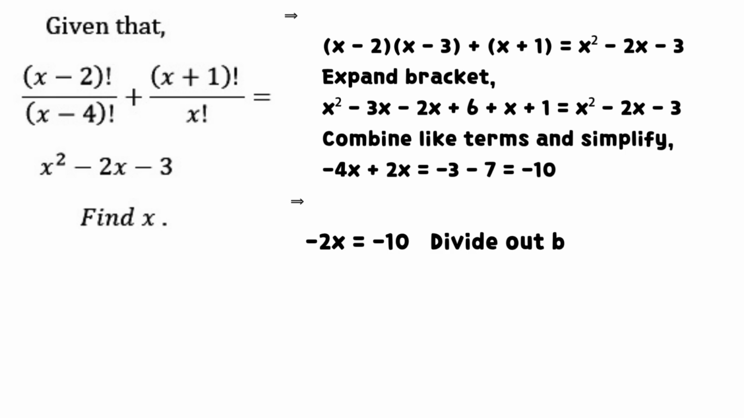Hence, negative 2x equals negative 10. Divide out by negative 2. We have that x equals negative 10 divided by negative 2, which equals 5. Therefore, x equals 5.